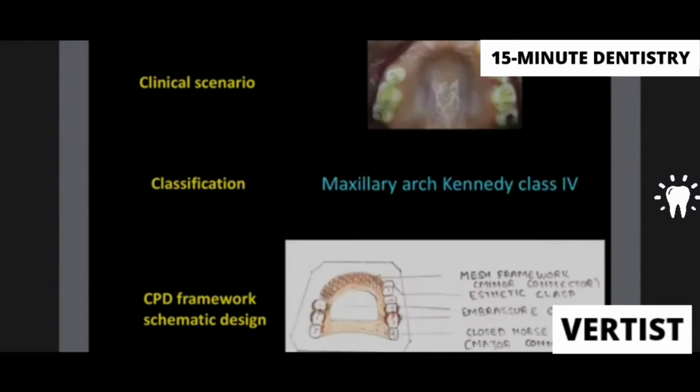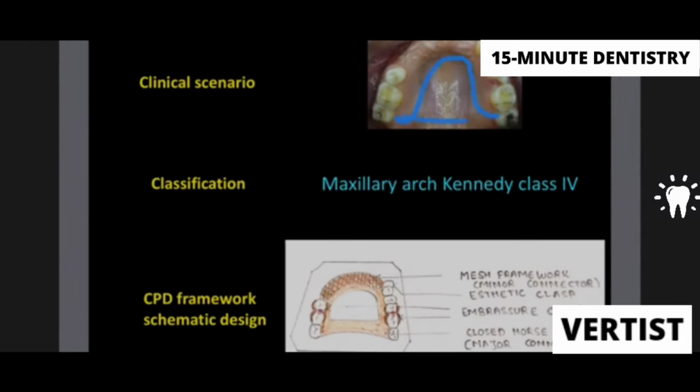You go to the next one. It's a class 4 situation. As I told you, class 4 has no modifications because that's your anterior edentulous span, which crosses the midline. In a class 4 situation, a closed horseshoe is your major connector of choice. Now, as you see here, if you can see particularly, this is going to be my major connector.